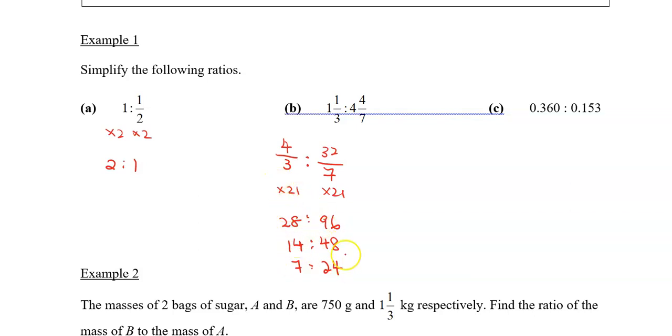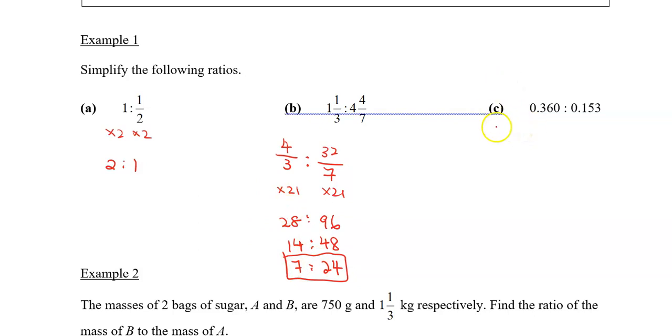So this is one way to simplify. Of course, you can use your calculator. You key in one fraction over the other, and your calculator will give you 7 over 24. If you key in 4 over 3 over 32 over 7, your calculator will give you 7 is to 24 directly.